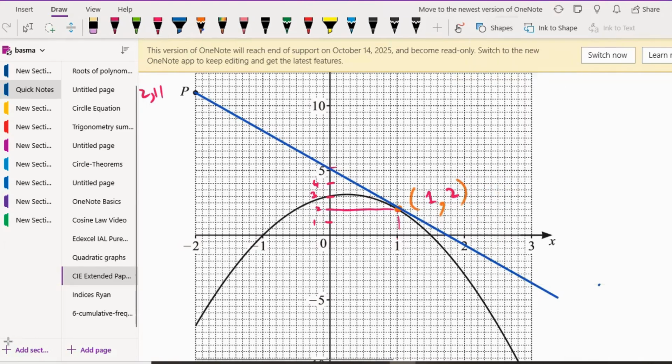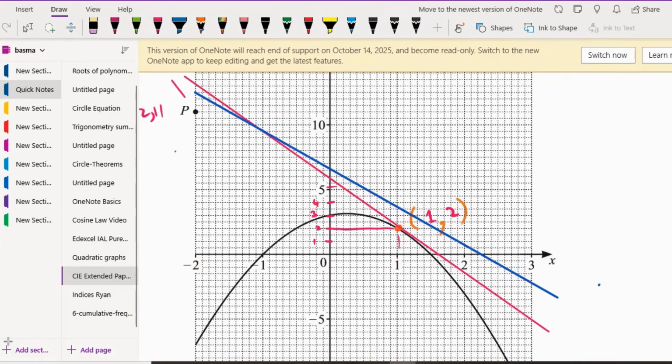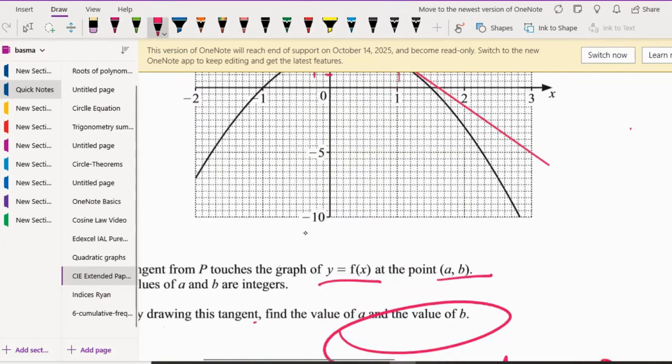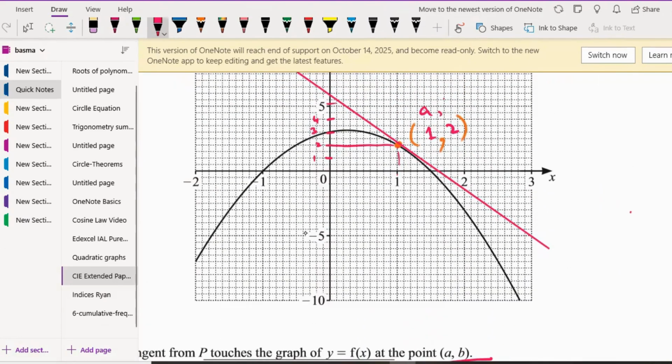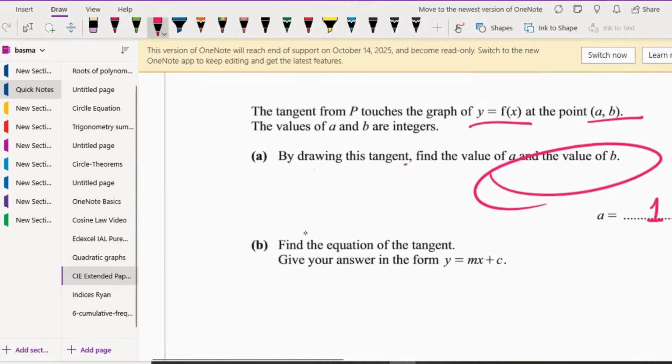I'm just trying to get the line straight. Okay, so this is the tangent line from the point that touches the graph at 1 and 2. So the coordinates of that point where the tangent touches the graph are 1 and 2. a is 1 and b is 2. That's the point (a, b). The a value is 1, b is 2. Now find the equation of the tangent.